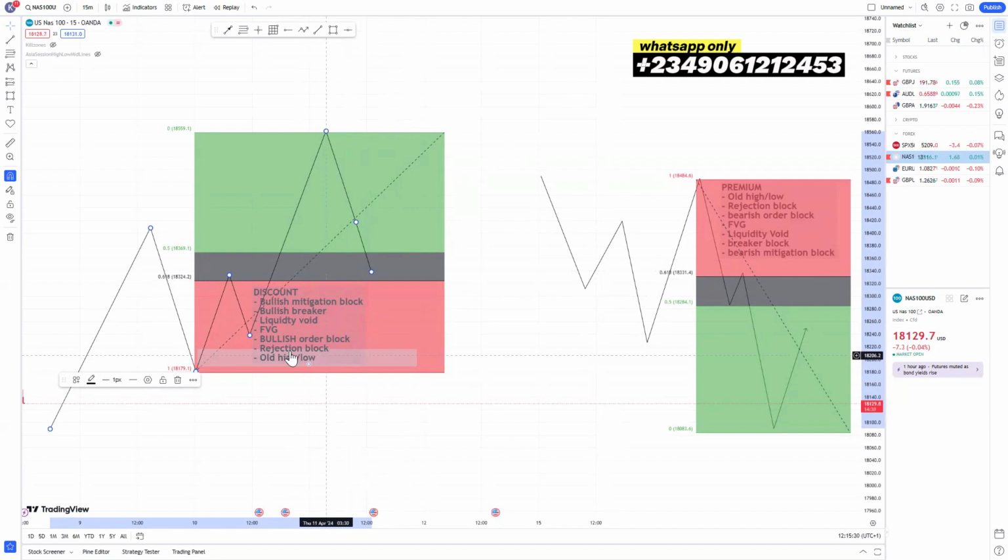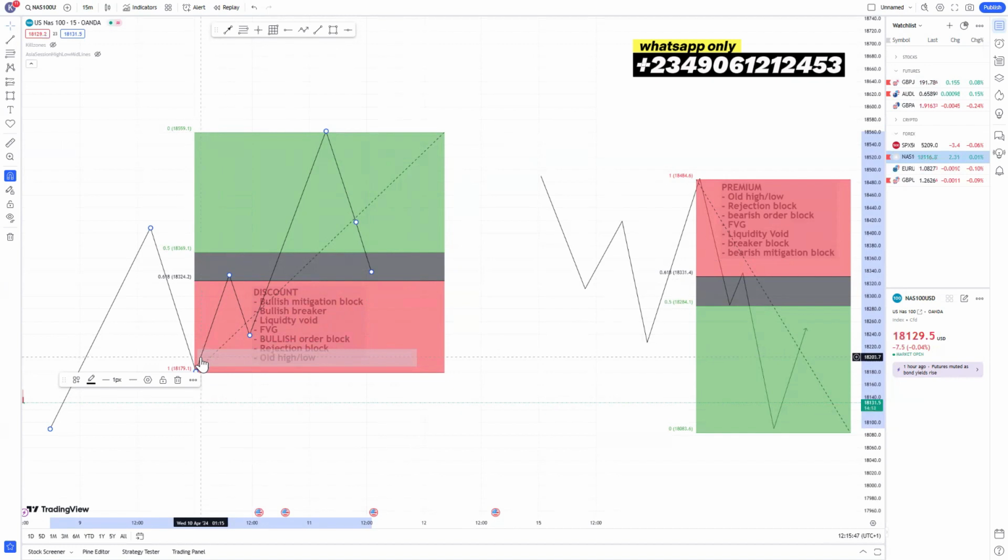Now if you have another block down here, fine and good. It's a good one. But then if you have a fair value gap just before you go down to the order block, then there is a high possibility that price will most likely respect the fair value gap and not even the order block.